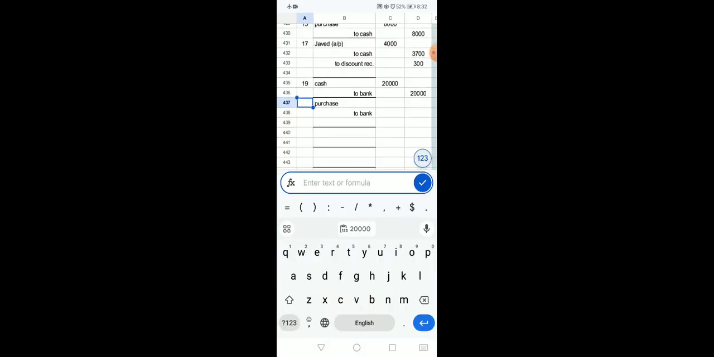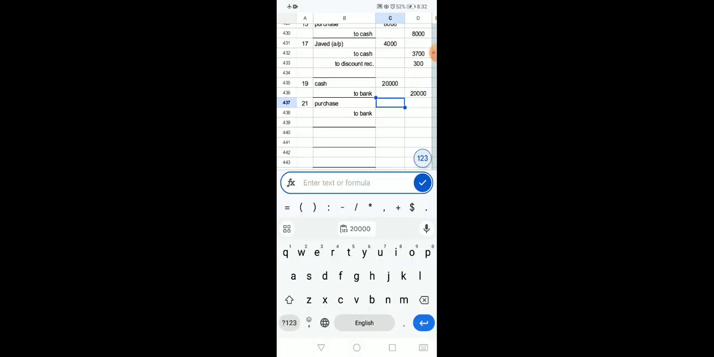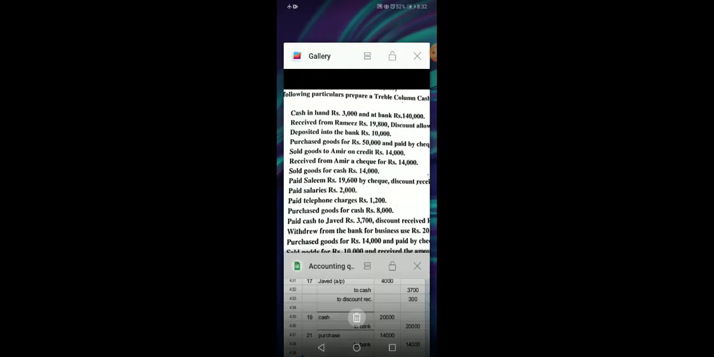This was your entry number 21. We should have written the date at first step. And the amount for 21 is 14,000. So you will write 14,000 on the debit side, and the same amount would be written on the credit side. In this way entry number 21 is completed.